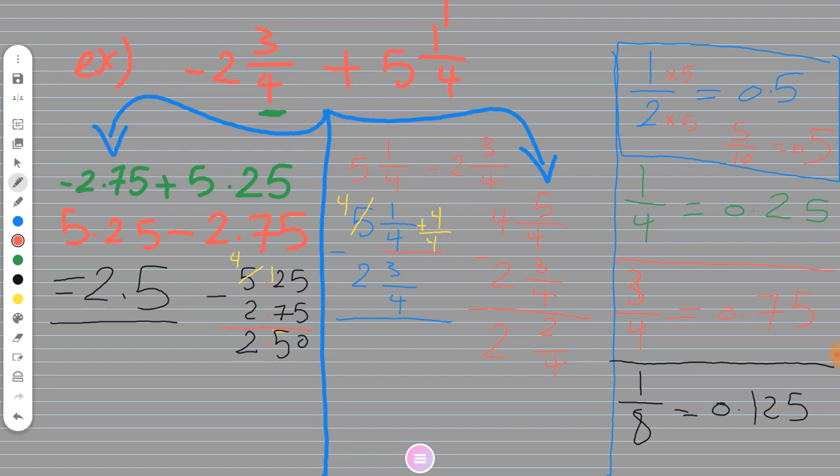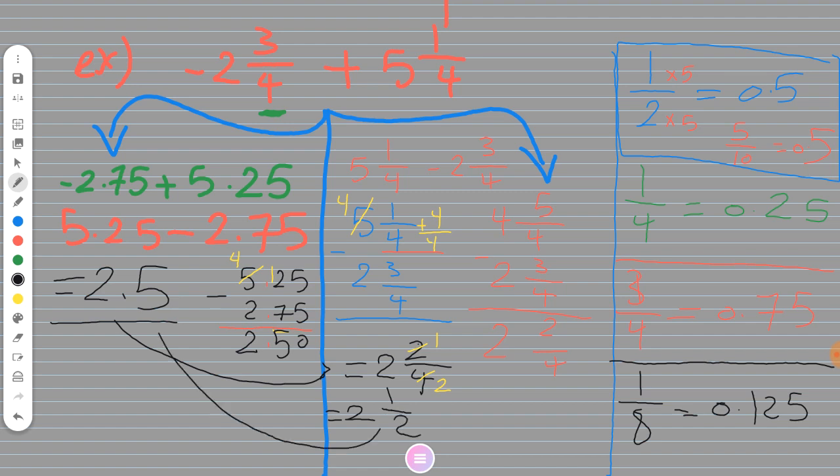So the answer is what? Our answer is 2 and 2 over 4. Is it the same as 2.5? Actually, yes, but I have to simplify. Dividing by 2 here, I get 1. Dividing by 2 here, I get 2. So the last answer will be 2 and 1 over 2, which is the same as 2.5.